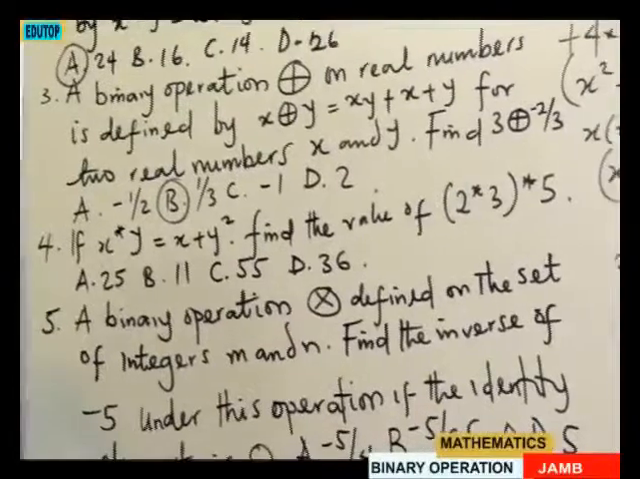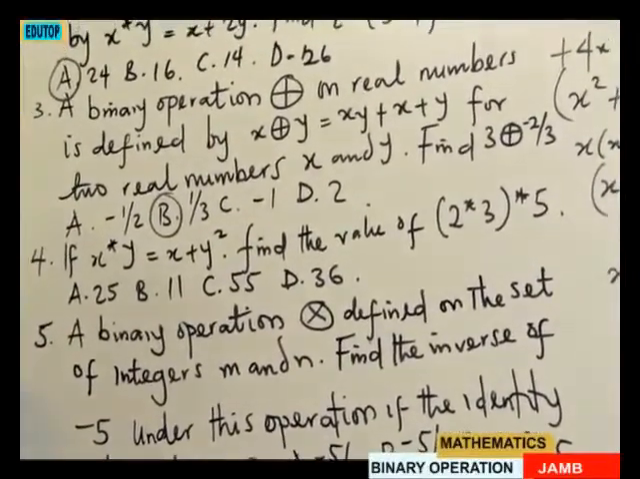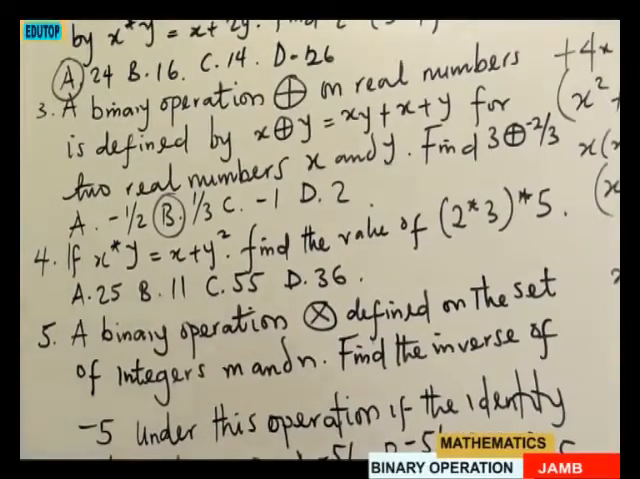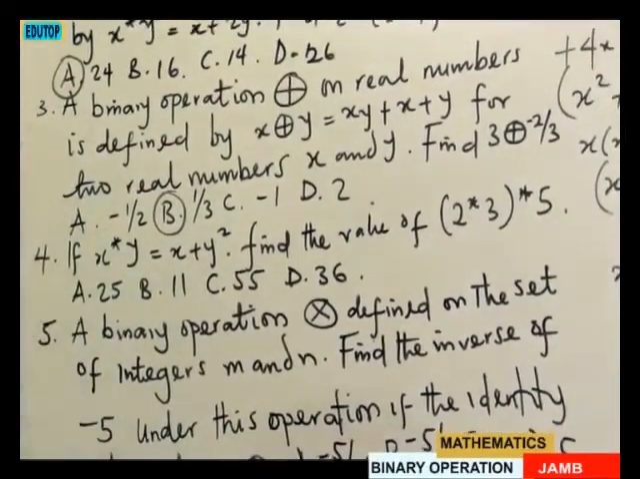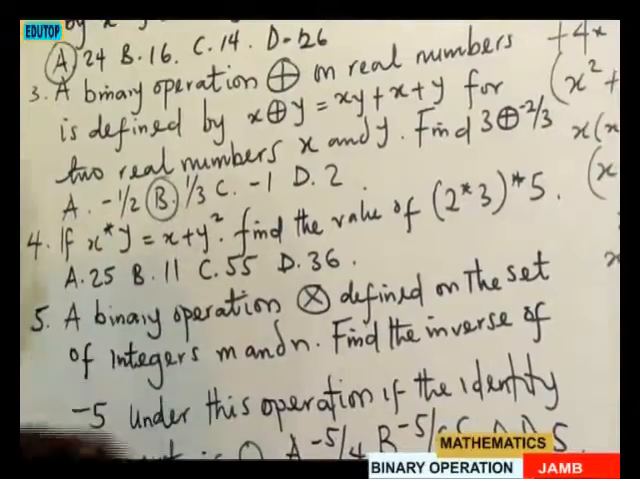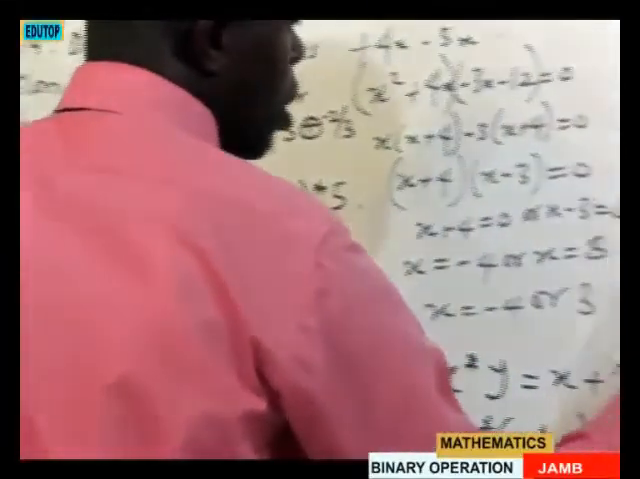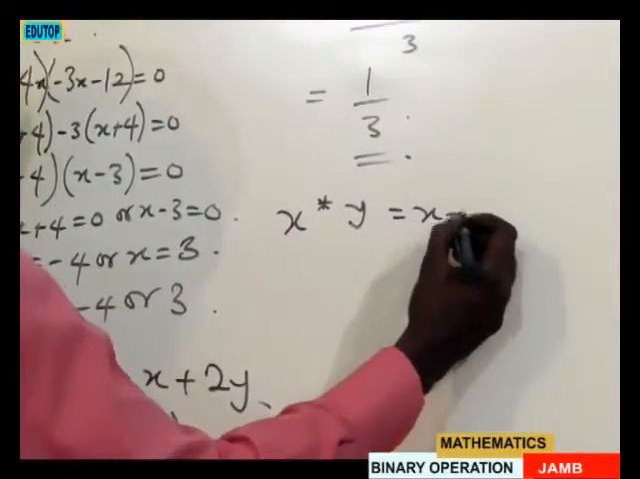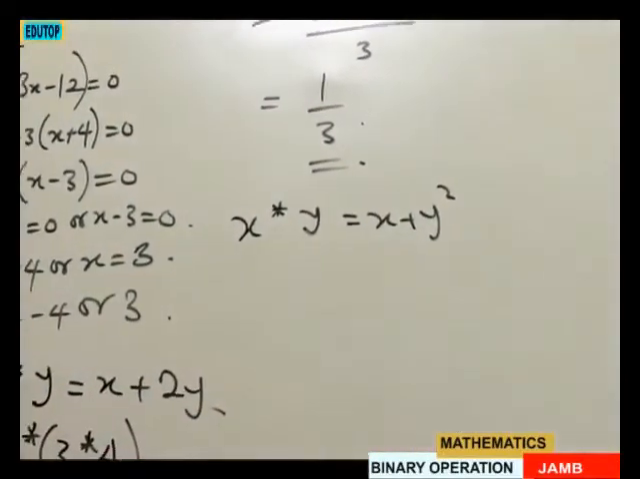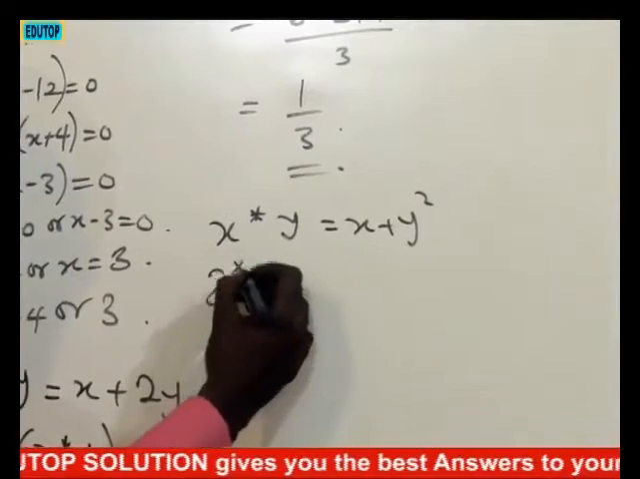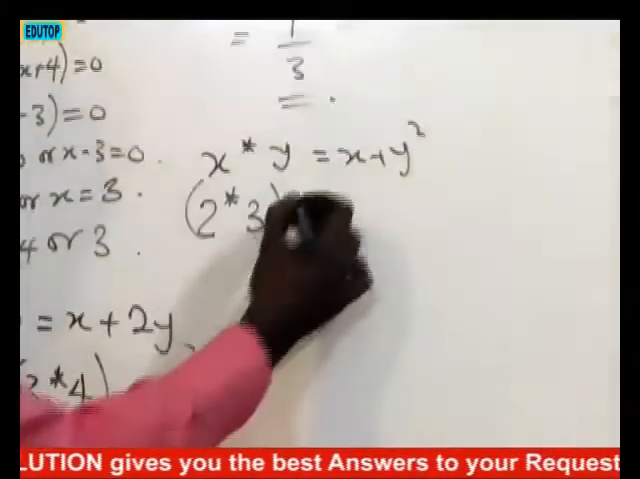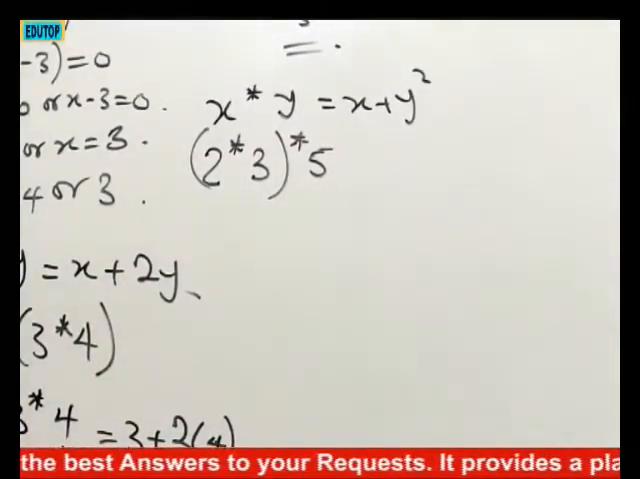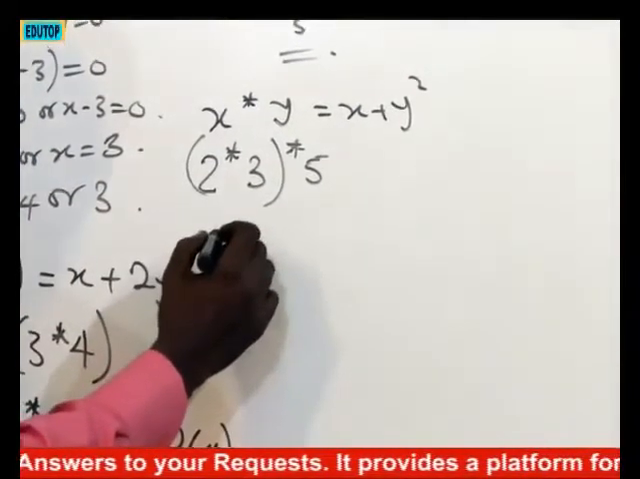Then question 4, we have if x star y equals x plus y squared, find this. This one is not different from the one we saw in question 2. So in that situation, we still follow the same trend. Our function is the most important here, and our function here is x plus y squared. So that means in this situation, I have 2 star 3 star 5. And I said earlier that let's attend to the one in the bracket first. So we have to attend to this one first.